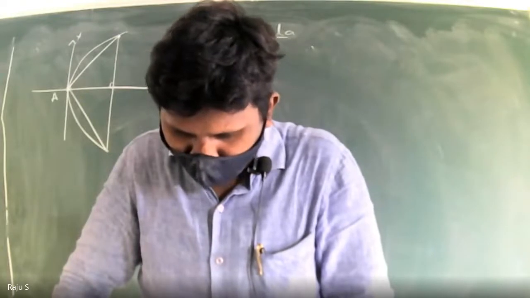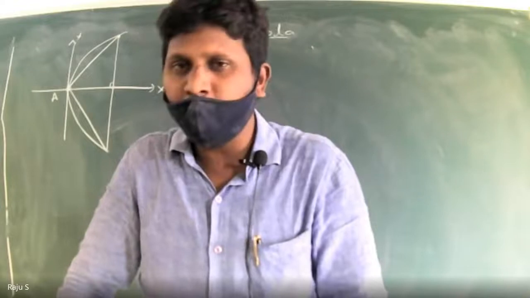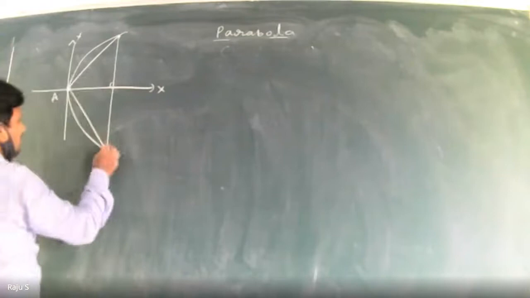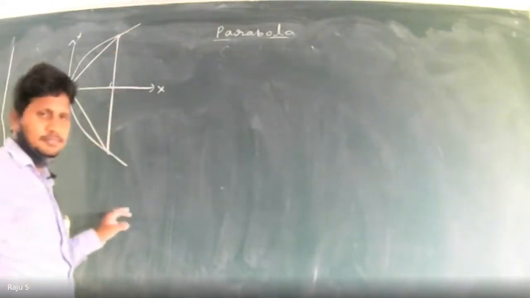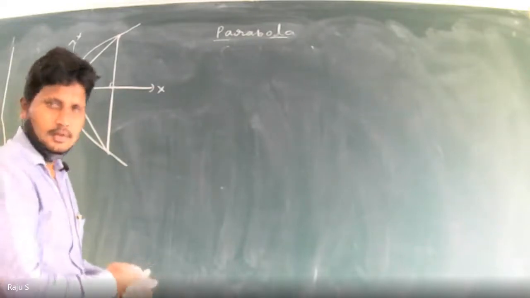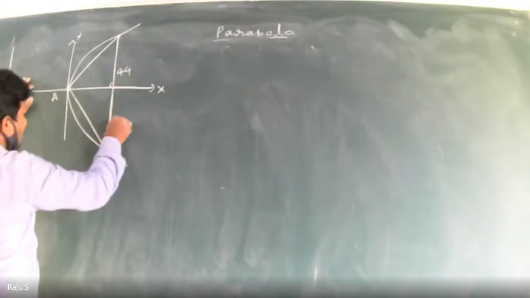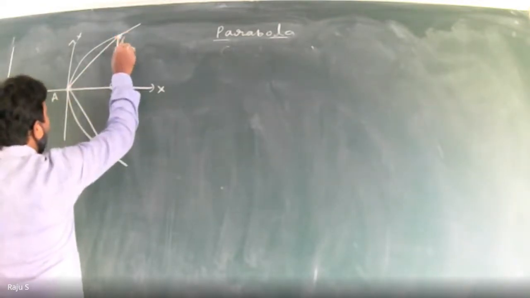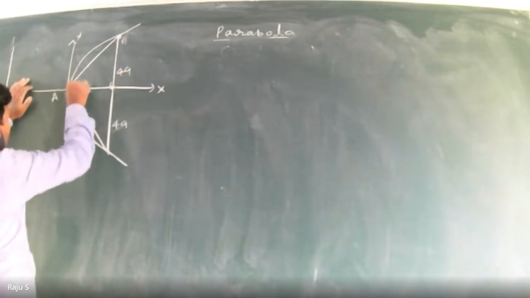So the equation of the parabola given is y square is equal to 4ax. This is y square is equal to 4ax, and the length of the double ordinate is also given. What is the length of the double ordinate they have given? 8a. 8a means this is 4a, this is 4a, and y square is equal to 4ax means this is 4a we got.